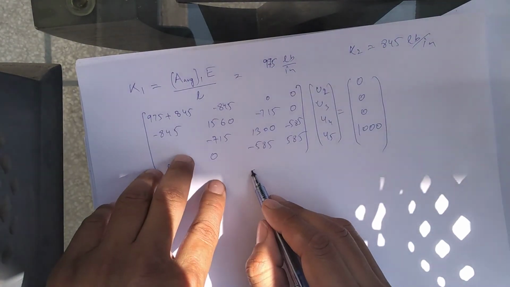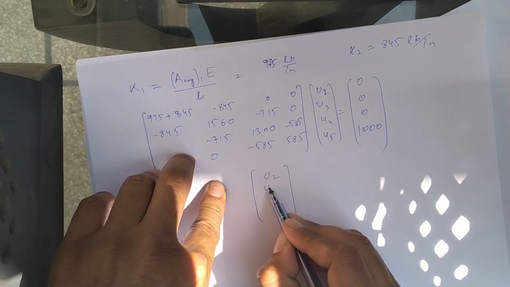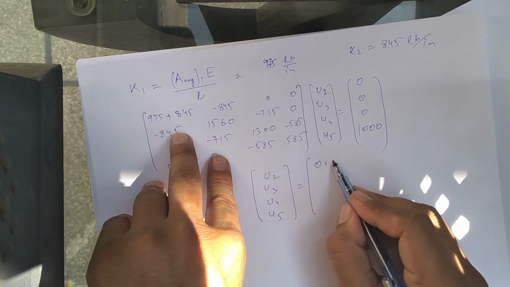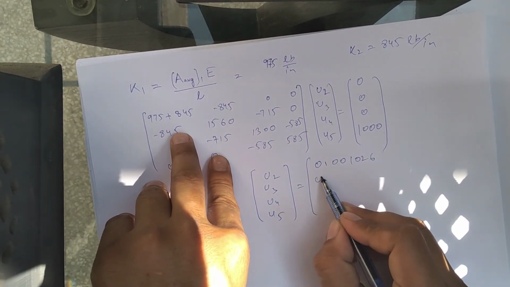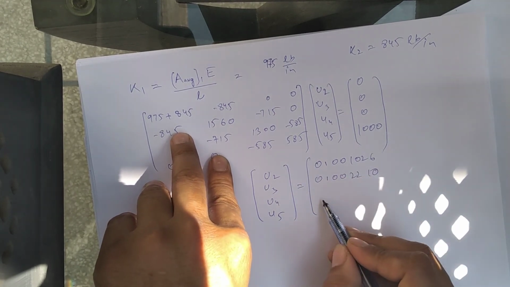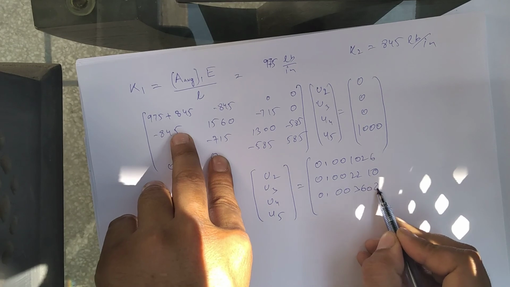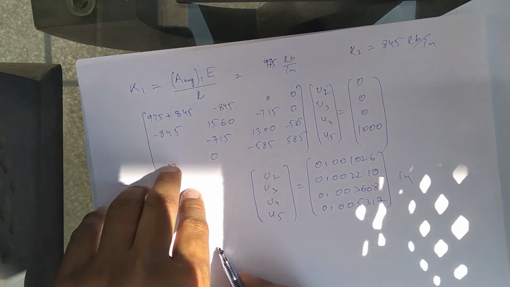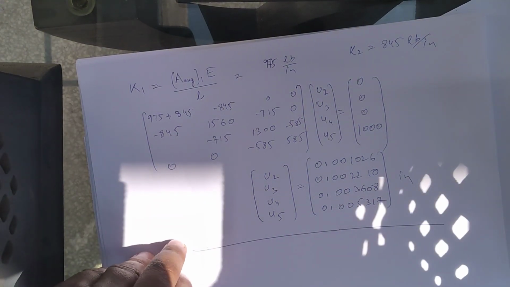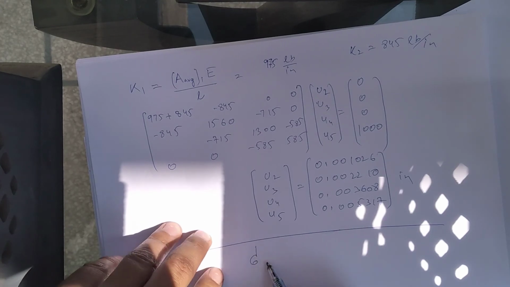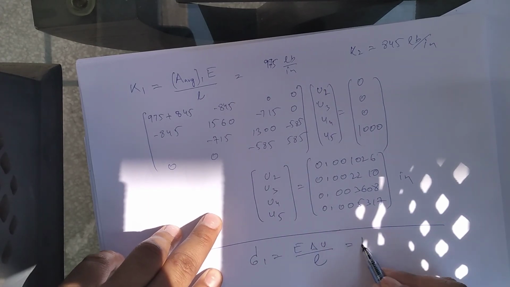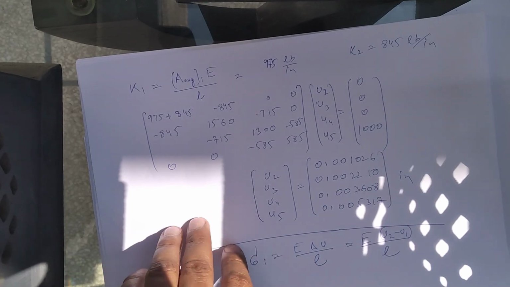The values of U2, U3, U4 and U5 are 0.001026, 0.002210, 0.003608 and 0.005317 inch. So this is the end of the solution phase. Then we will do the post-processing phase, in which we will find the stresses, E delta U over L, for each element. For element number 1, that will be E times U2 minus U1 over L. So this is how we will get the stresses.